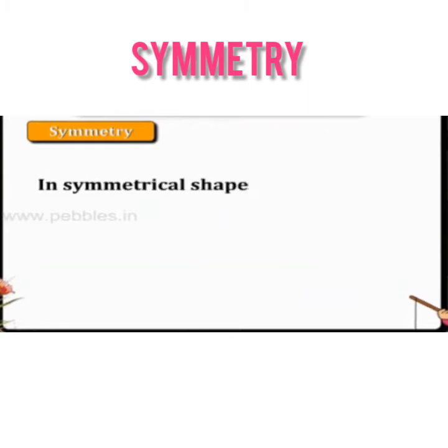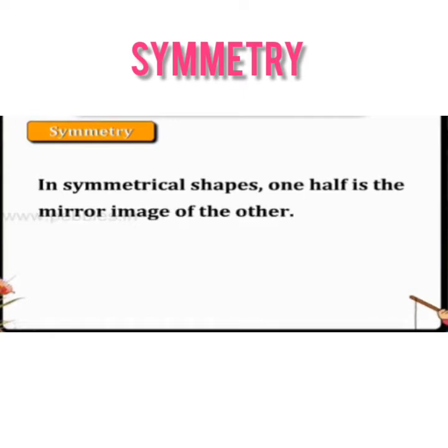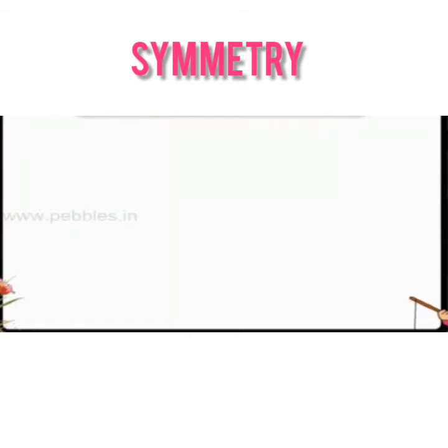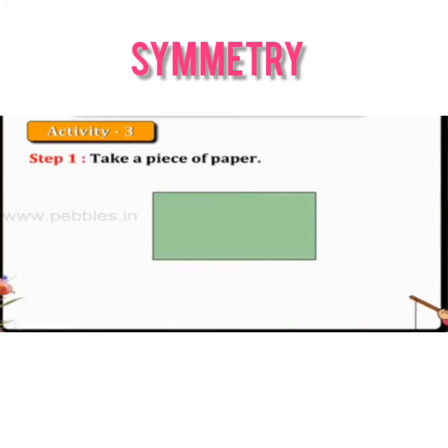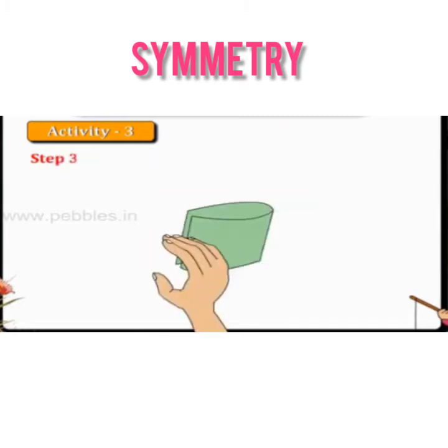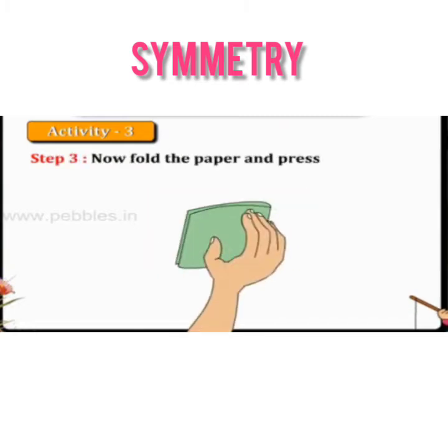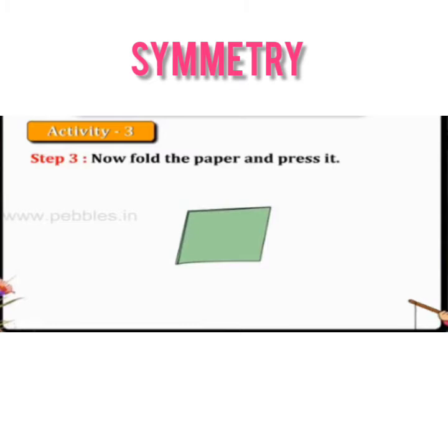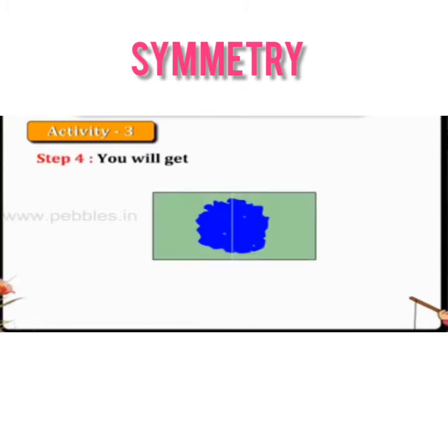In symmetrical shapes, one half is the mirror image of the other. Activity 3. Step 1. Take a piece of paper. Step 2. Spill a few drops of ink on the paper. Step 3. Now fold the paper and press it. Step 4. You will get a symmetrical figure.